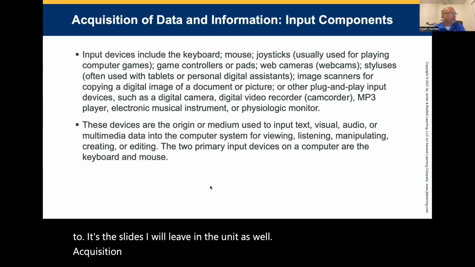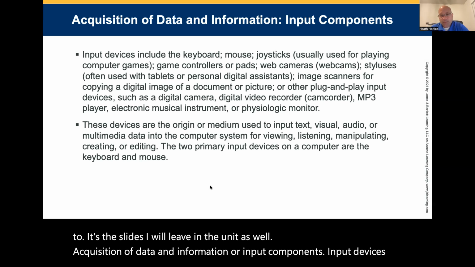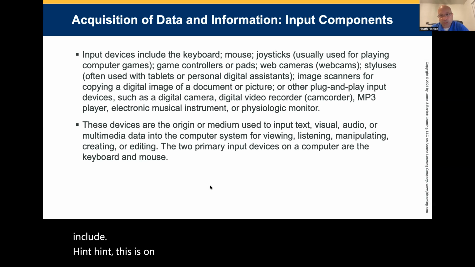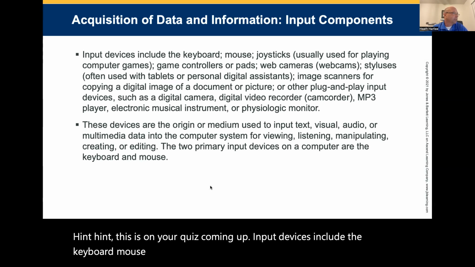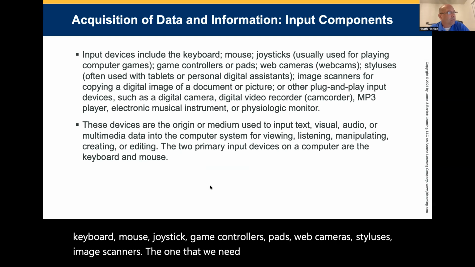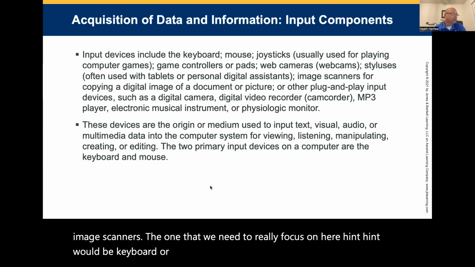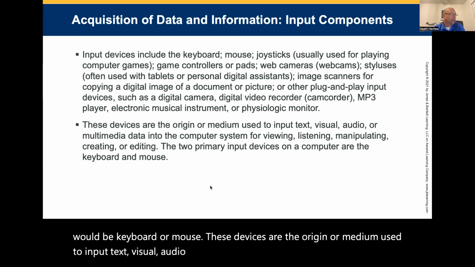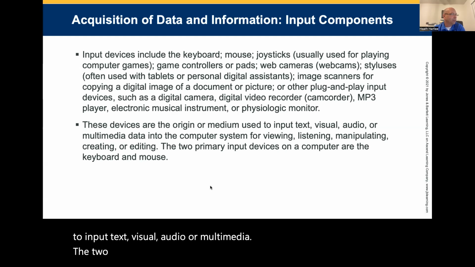Acquisition of data and information, or input components. Input devices include, hint, hint, this is on your quiz coming up, the keyboard, mouse, joystick, game controllers, pads, web cameras, styluses, image scanners. The one that we need to really focus on here, hint, hint, would be keyboard or mouse. These devices are the origin or medium used to input text, visual, audio, or multimedia. The two primary input devices of the computer are the keyboard and mouse.